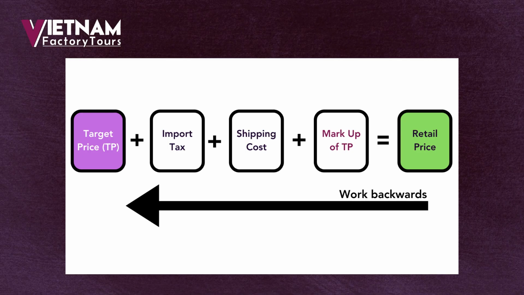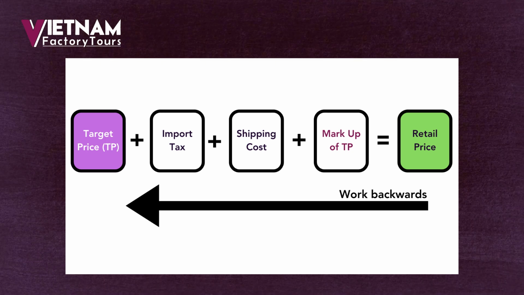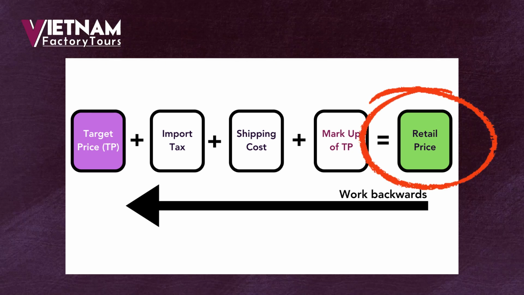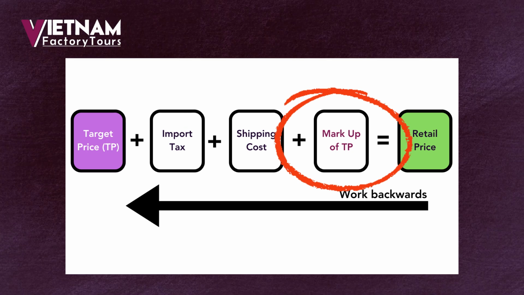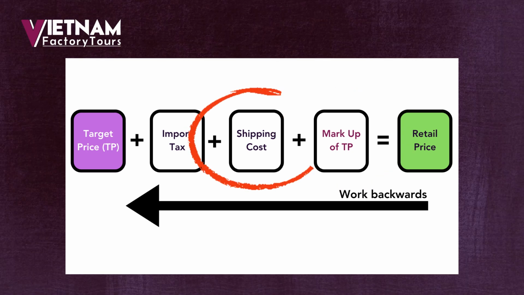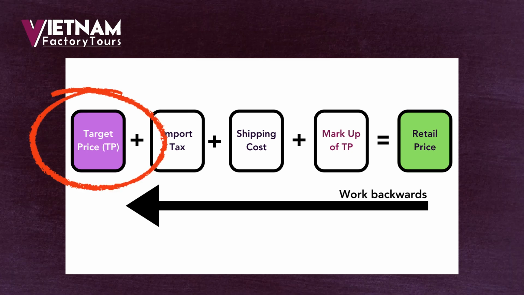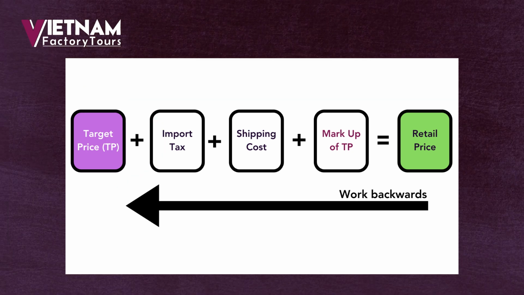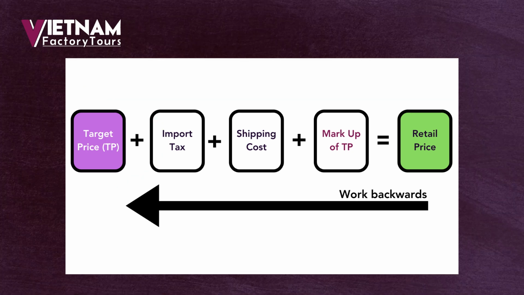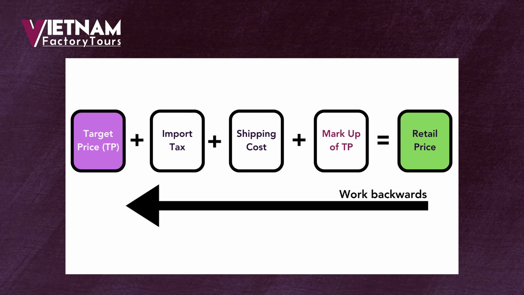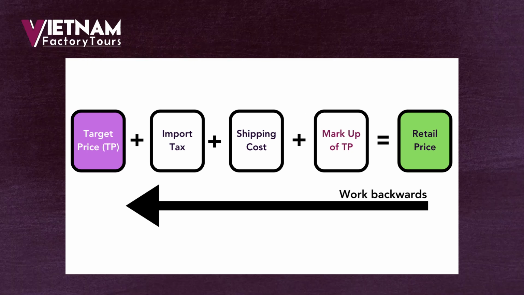Here you see an equation. On the far right is the retail price equals the markup of your target price plus the shipping cost plus the import tax plus your target price in purple. So what we're trying to do is figure out what the target price is based off of our retail price. And so we start with the retail price and we work backwards.